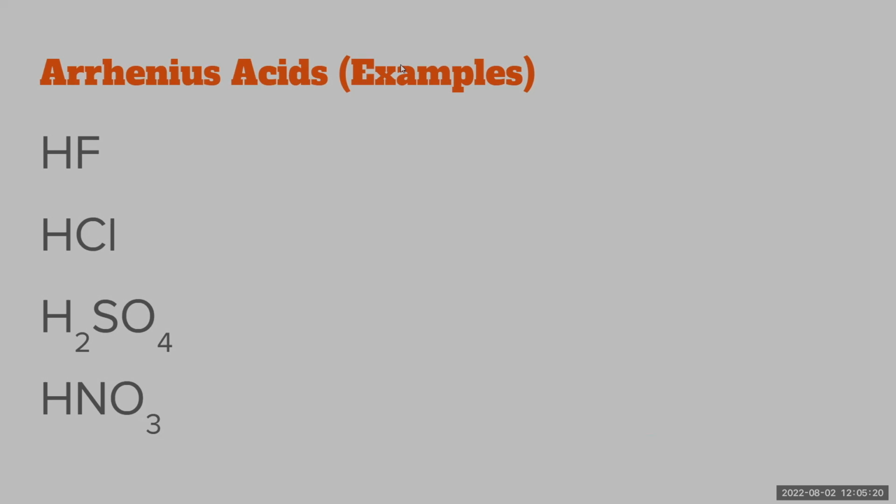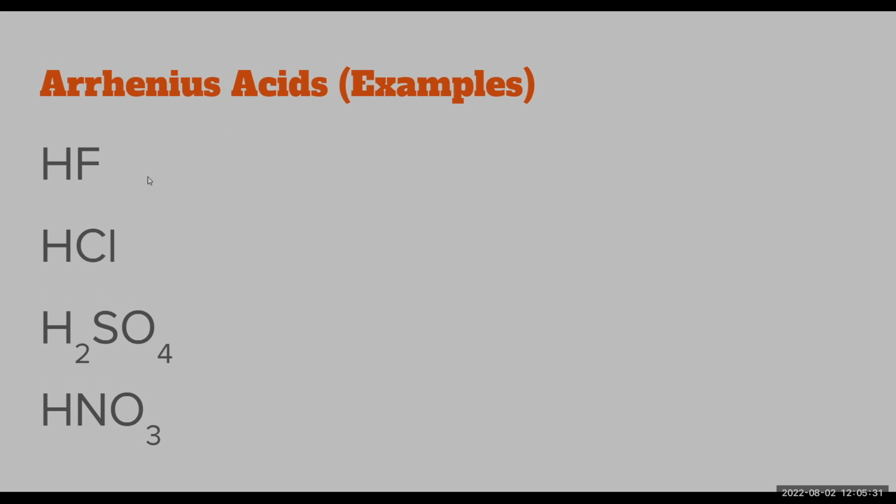So here are some examples of common Arrhenius acids. The first one we have is HF. This is hydrofluoric acid. It's a pretty strong acid. If you've ever seen TV shows like Breaking Bad, you may have seen hydrofluoric acid. It can dissolve bones and flesh, and it very easily seeps through your skin, so it can cause a lot of severe tissue damage.